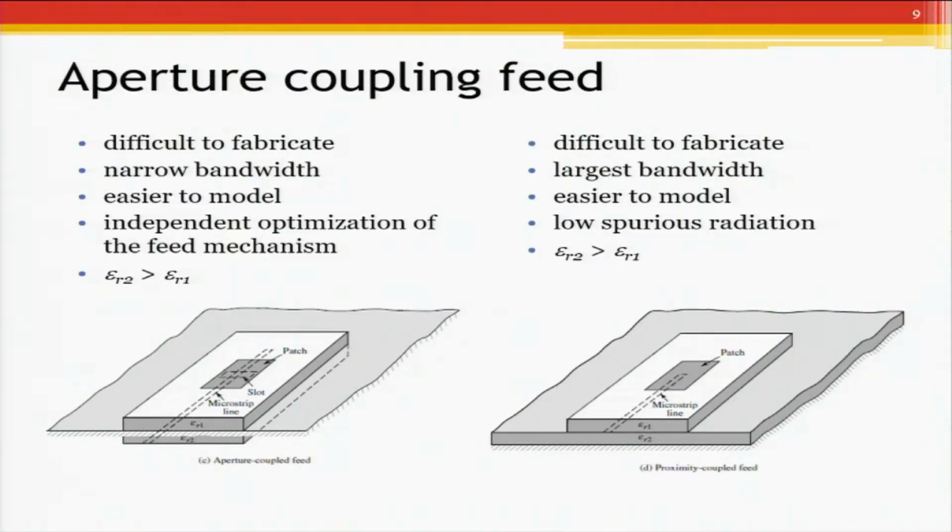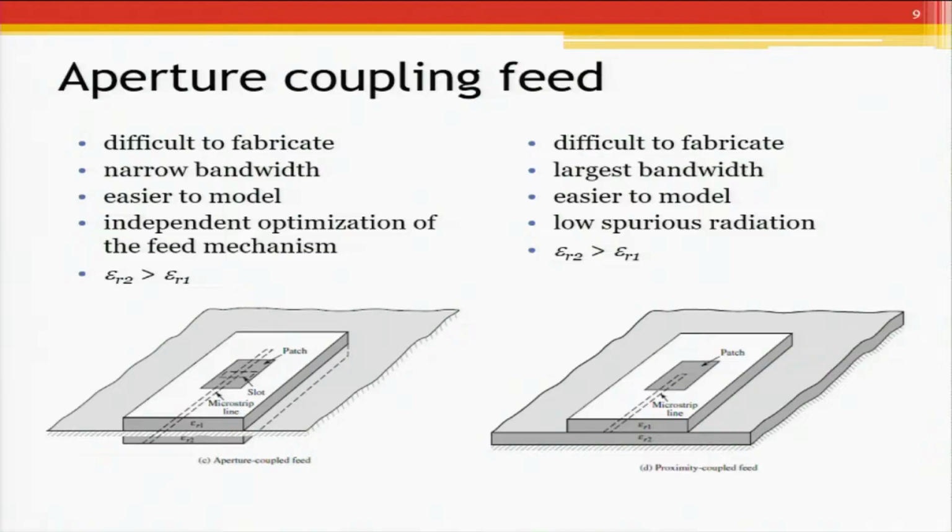Okay, there are layers of layers, but they provide the largest bandwidth, and it's easy to model because everything is nice and in rectangular shape, so you can just place layer over layer, which is easy. And low spurious radiation. But then you cannot optimize the radiation independently like the third one, because the two materials here are connected to each other.